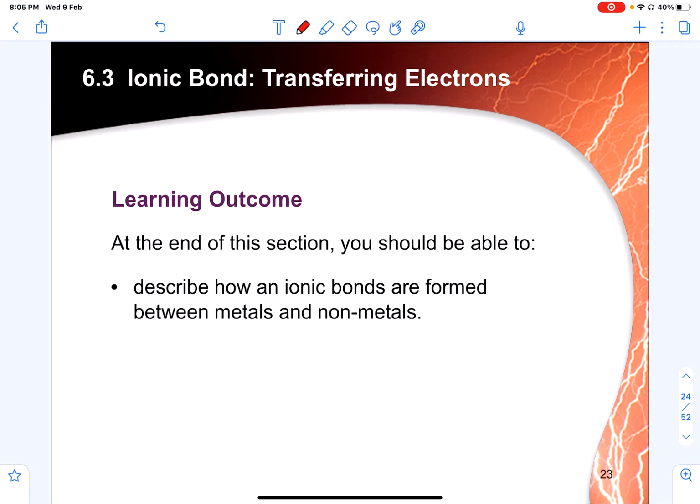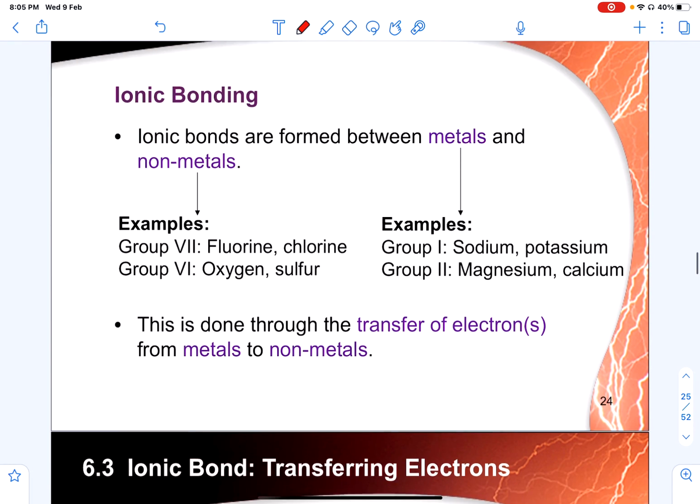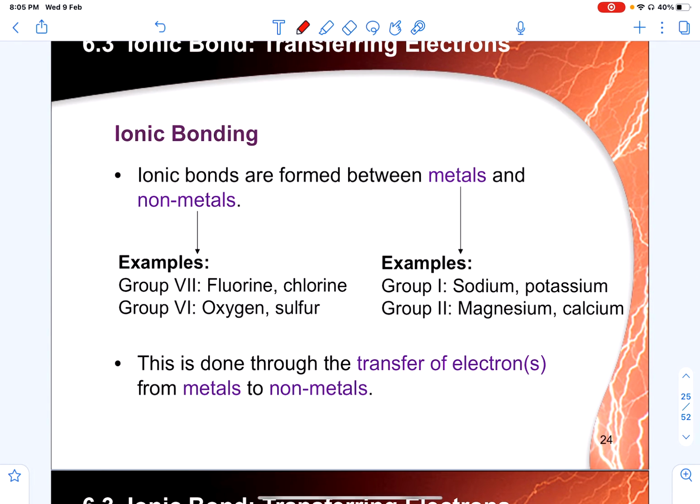Okay, hi, welcome back. Now we'll be talking about how ionic bonds are formed between metals and non-metals. So ionic bonds are generally formed between metals and non-metals. In other words, you require at least a minimum of two elements. Most probably it's just involving two elements, one metal and one non-metal.